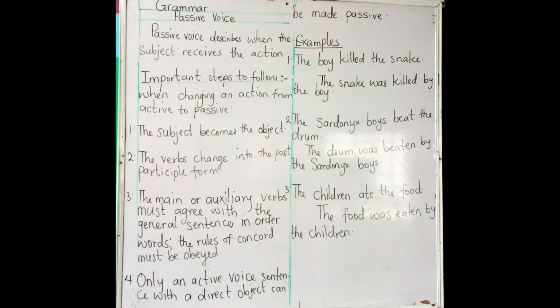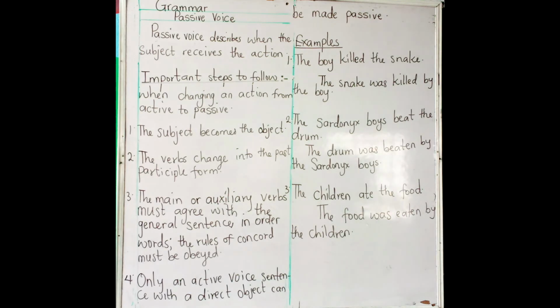Now let's look at the next example. You remember this sentence? It came in our active voice in our last class. The sardonic voice beats the drum. You notice what I did here? Sardonic voice, plural noun, beat, singular verb in its present form. The drum, object. Now, in order to follow the rule or the right steps in changing a statement from active to passive, things change. You come down. This is actually the passive voice. The drum was beaten by the sardonic voice.